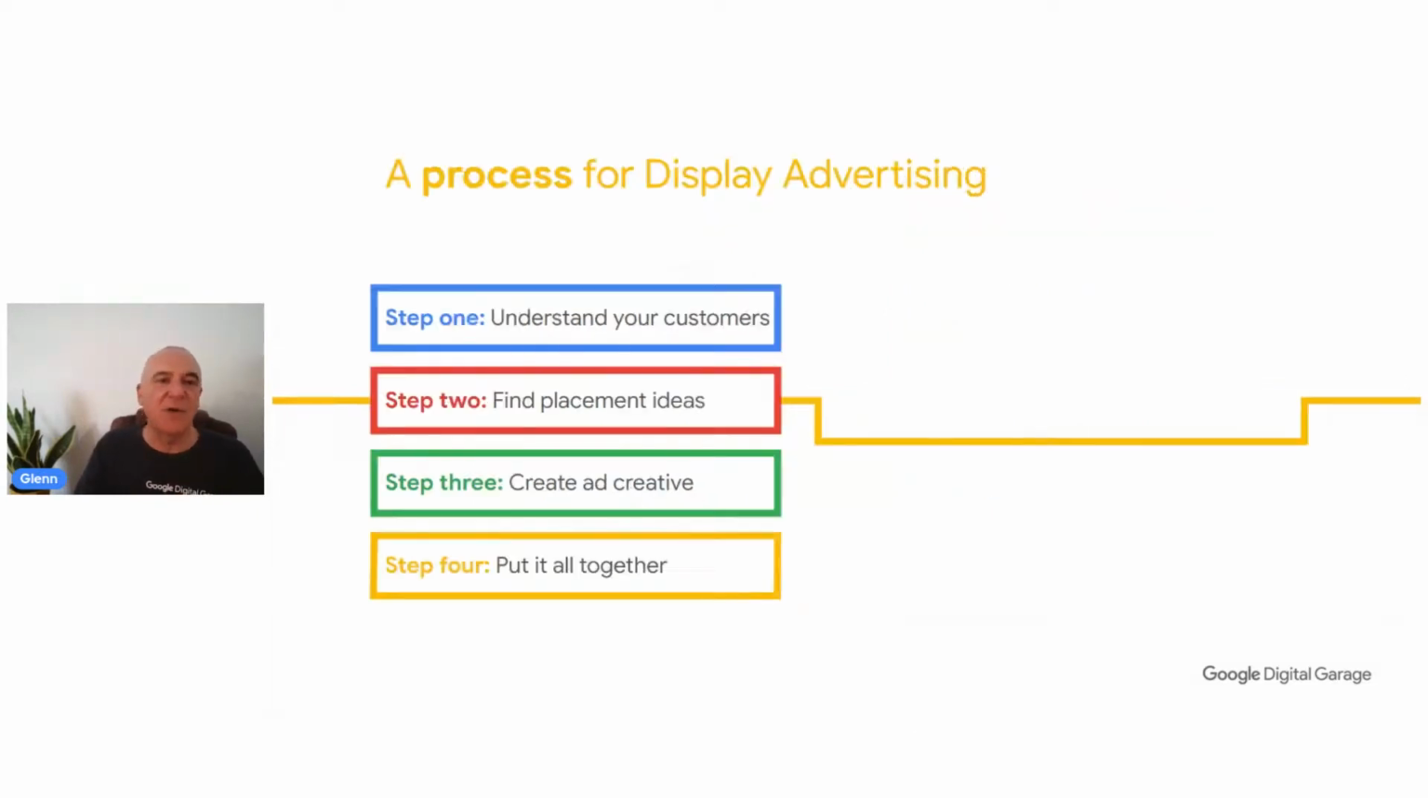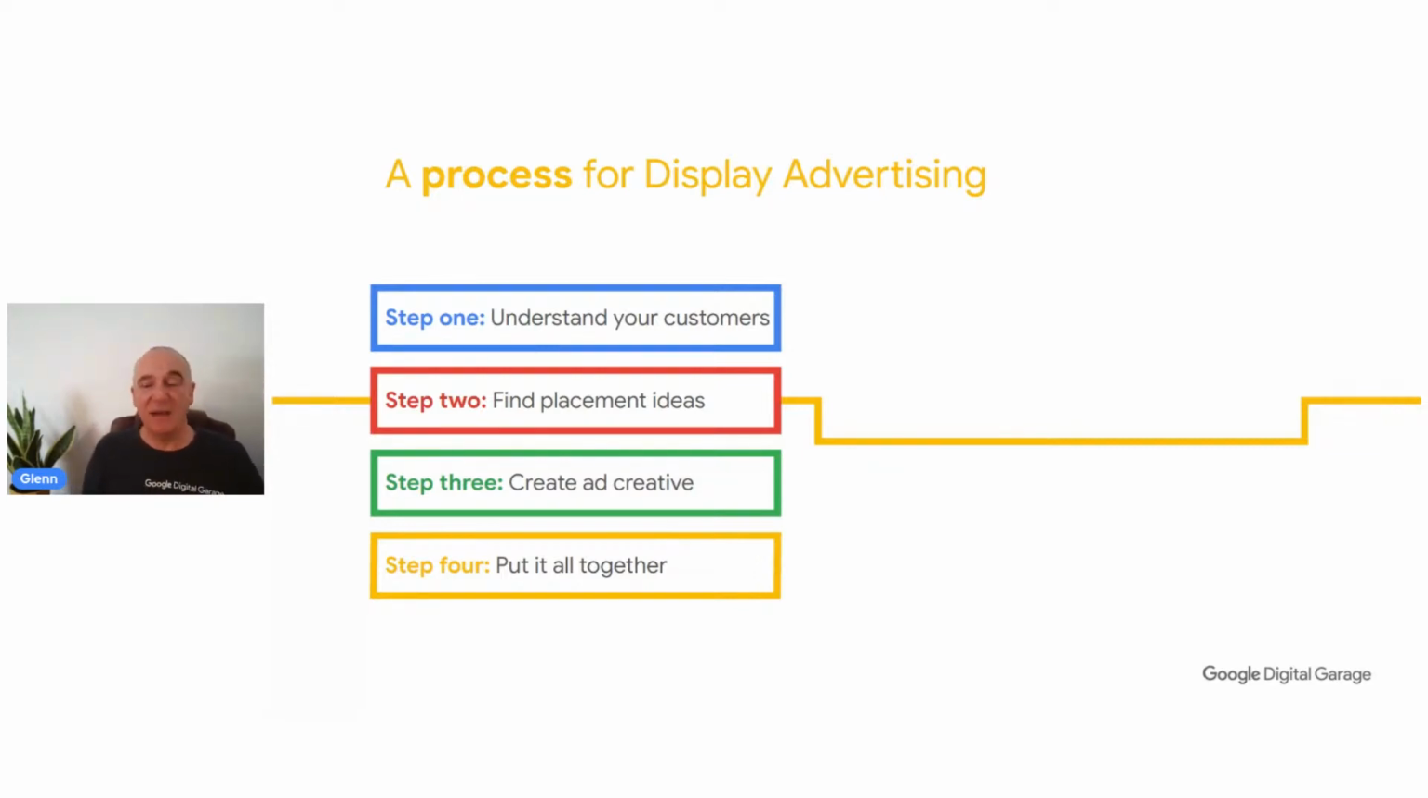So a process for display advertising, again, step one is understand your customers. As we said before, your customers are what make everything happen. So that's why they're always going to be step one. Step two, though, slightly different from search engine advertising. Let's find some placement ideas where we're going to put our ads.